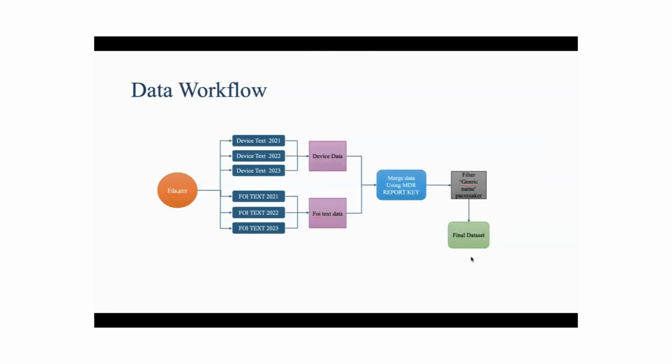This is a flowchart outlining the process of collecting and preparing data from the FDA website for analysis. The data consists of two types, device text data and FOI text data, which we collected from 2021 to 2023. The device text data focuses on technical details related to pacemaker malfunctions, while the FOI text data contains narrative reports of adverse events. These two datasets were merged using the MDR report key, which links the corresponding device and event information. After merging, the data was filtered using the generic name pacemaker, creating the final dataset used for the analysis.